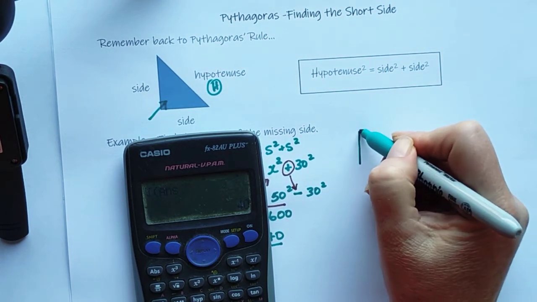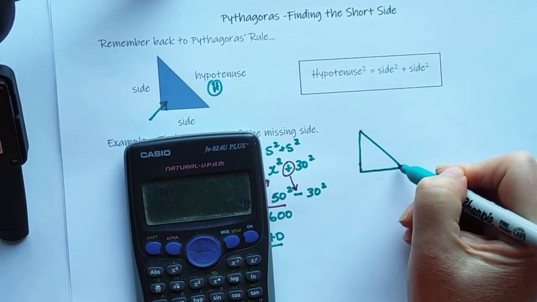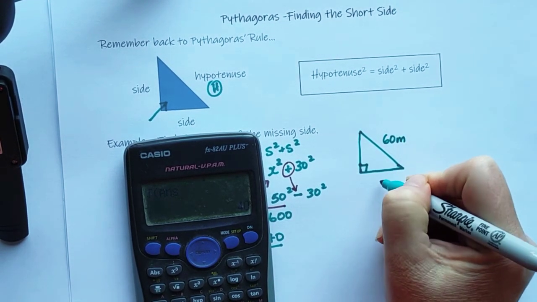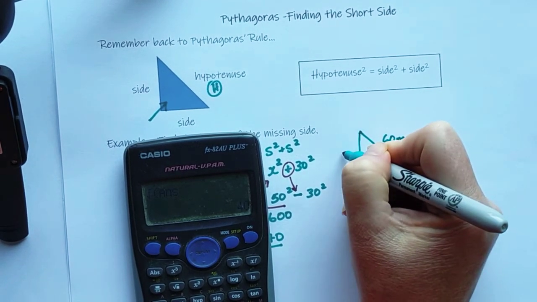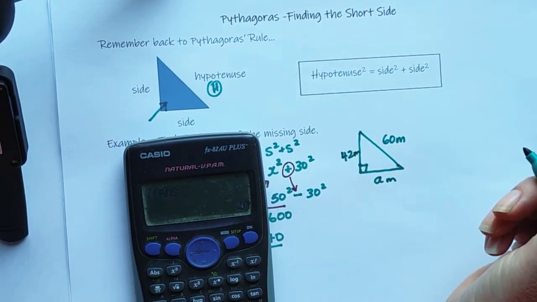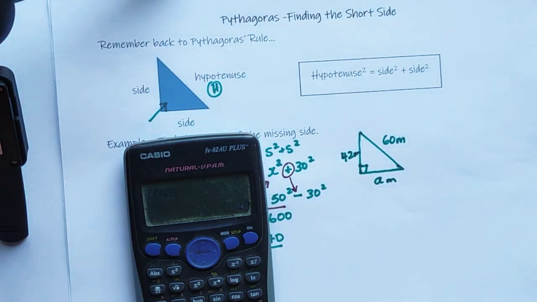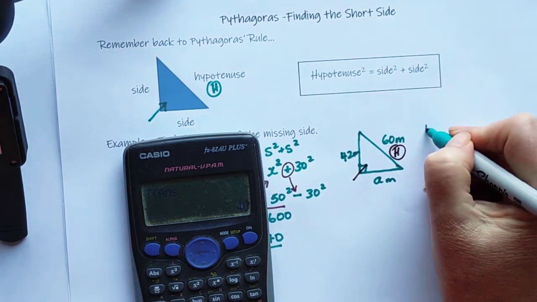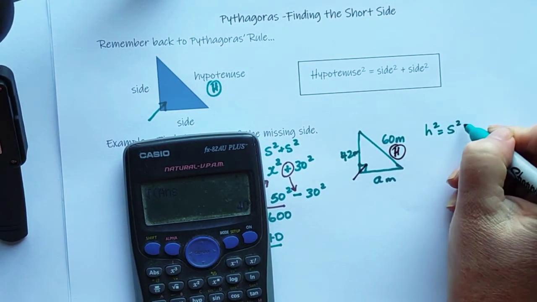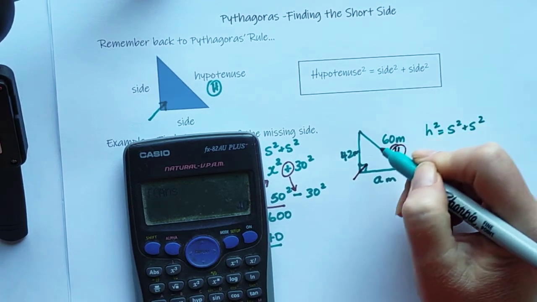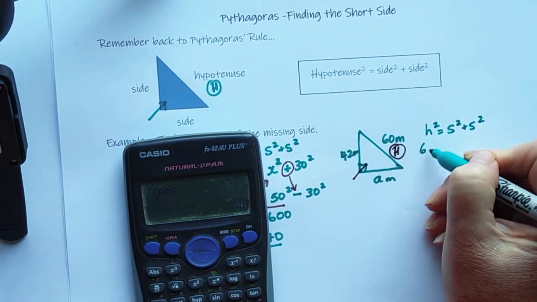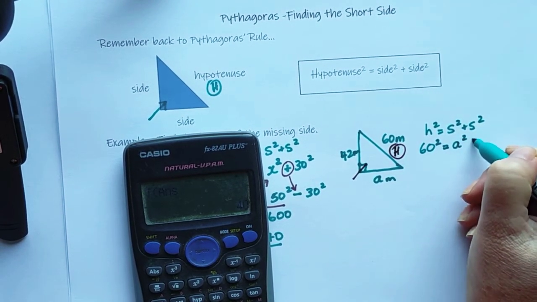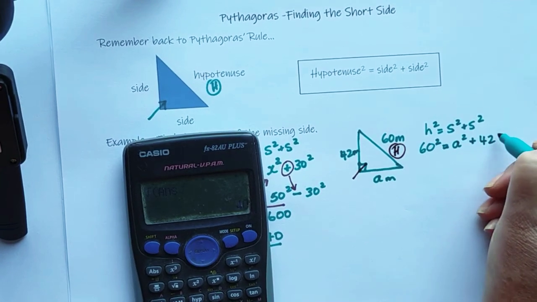If we have a look at another triangle just to make sure it all makes sense, we have this one being 60 metres, a metres and 42 metres. First step is to have a look, work out where the hypotenuse is, just so you've got that marked. We write our rule. Hypotenuse squared equals side squared plus side squared. We substitute. Look for our hypotenuse, it's 60. So 60 squared equals. We're going to put our letter in first. So a squared plus 42 squared.